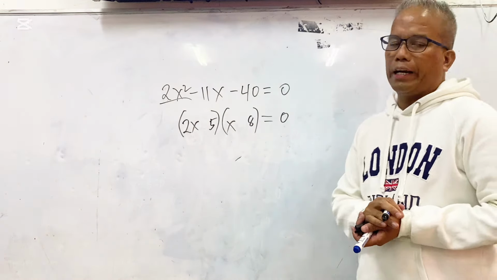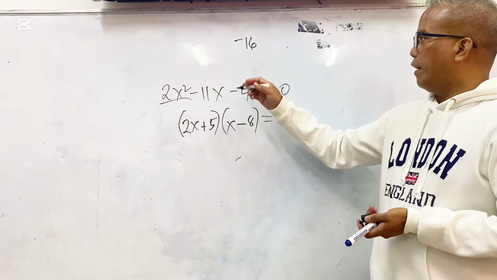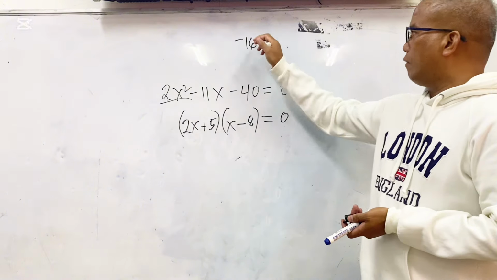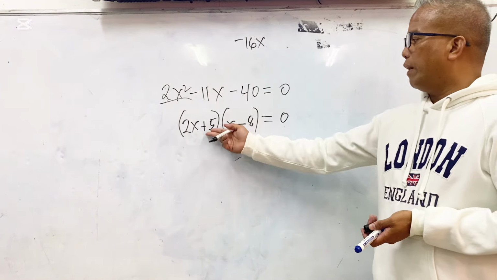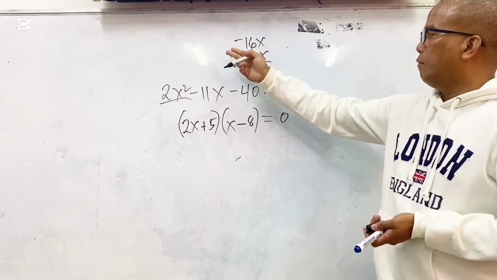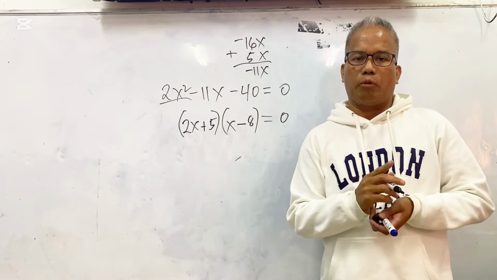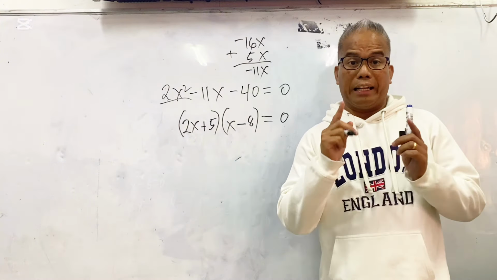Okay, so we will assign the operations here. We will put minus here, so that we multiply -8 times 2x, and the answer is -16x. Then we will put plus here, so that when we multiply 5 times x it will be 5x. Then add. So -16 plus 5 equals -11, then just copy x. So the answer is correct. We get the correct middle term, which is -11x.